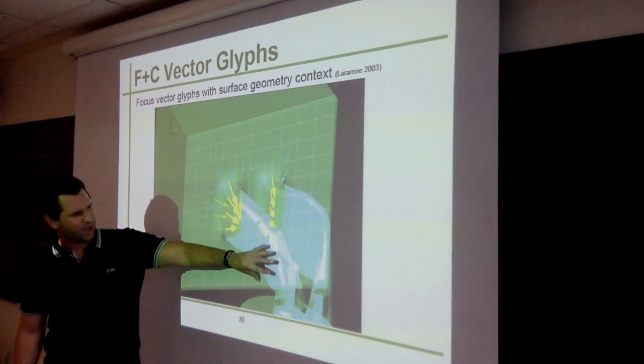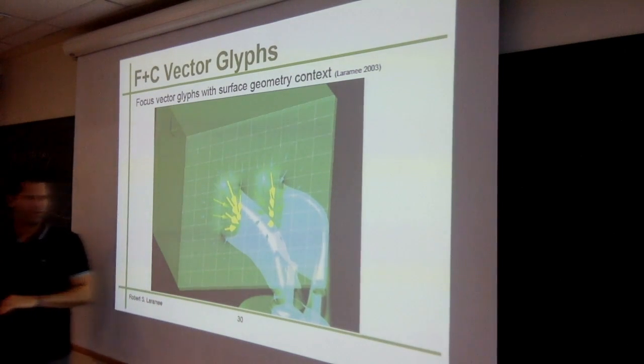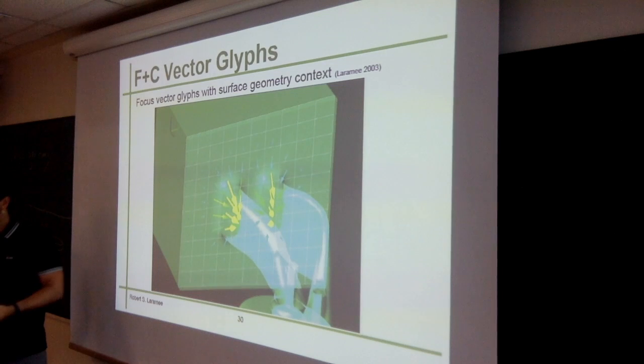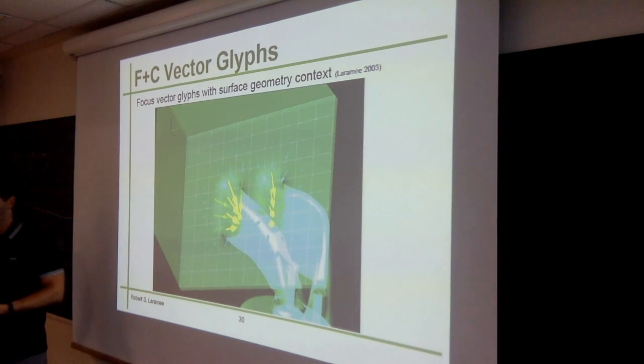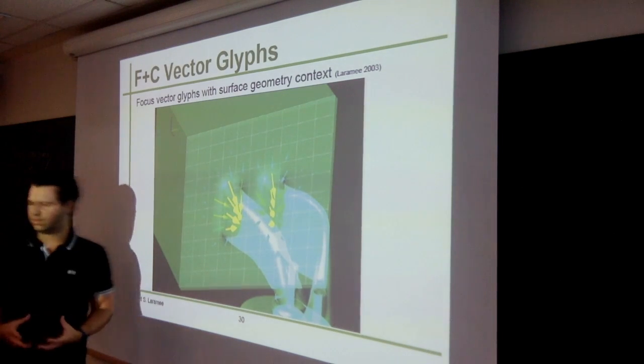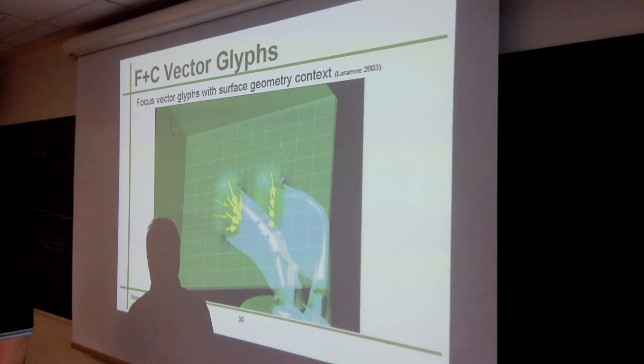In this case, the actual geometry of the engine, right? If you showed only the geometry of the engine, it wouldn't be very interesting. You couldn't see the flow. If you showed only the flow, you wouldn't know where it was in the context of the engine. So that's combining both.